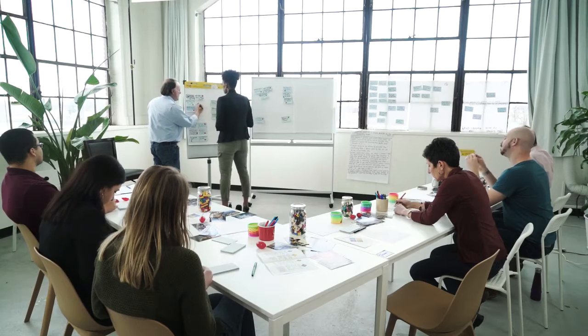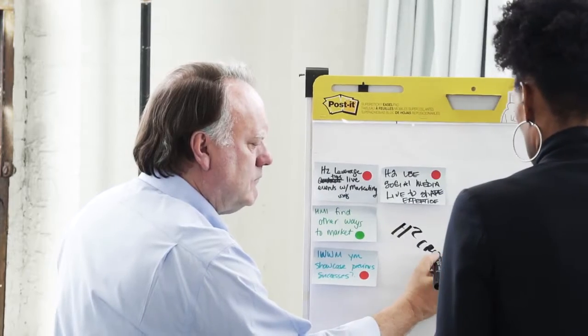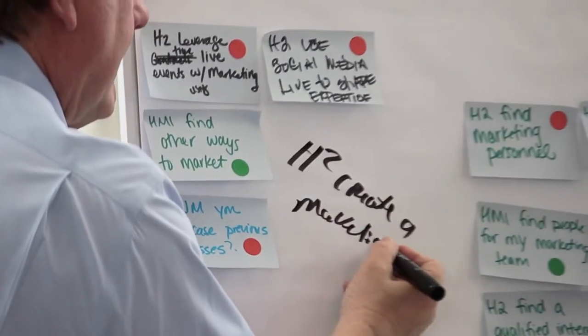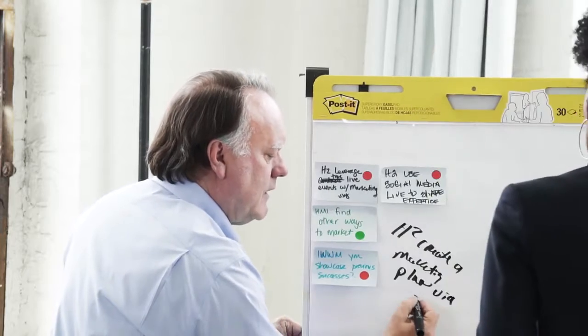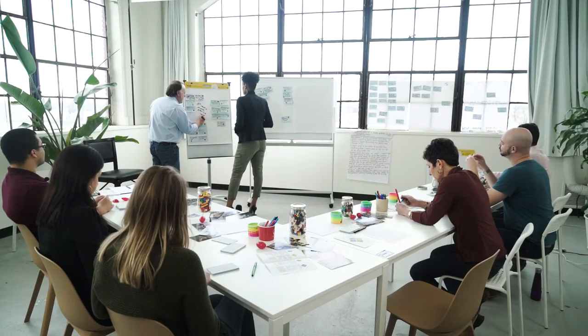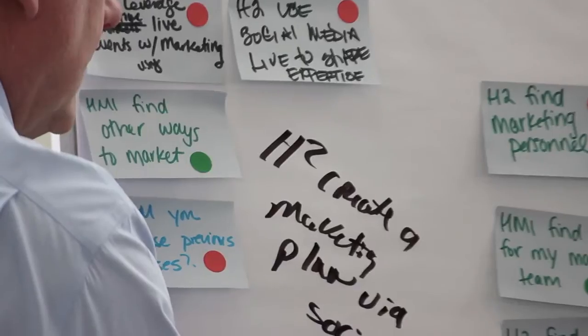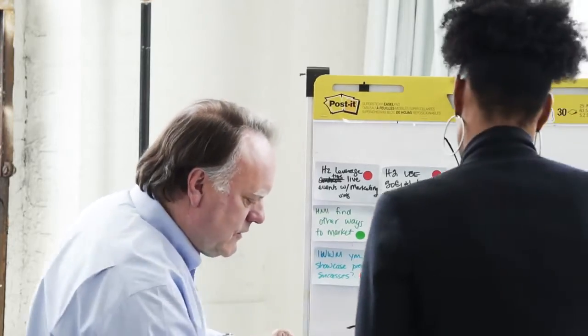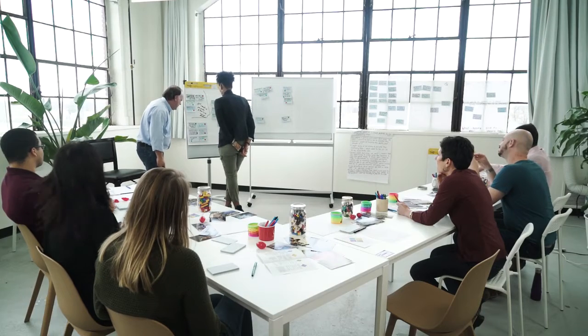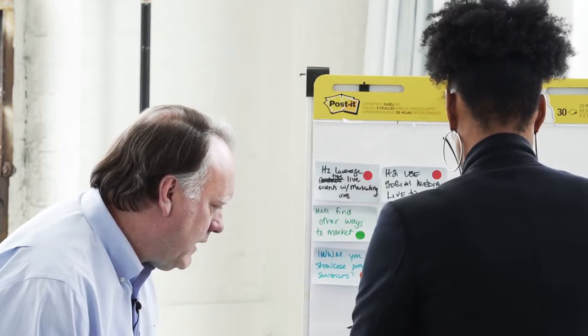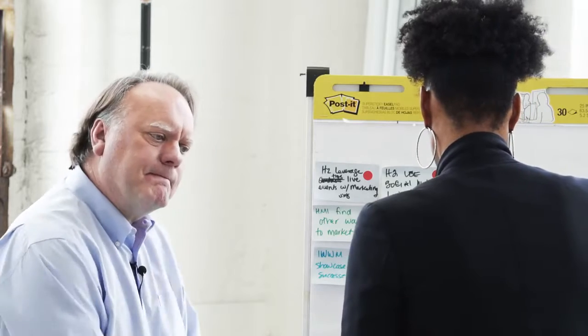How to create a marketing plan via social media. Via social media, great, excellent. Great, okay, good. What does this cluster represent to you? How to know your message, how might I get in front of people, how to spread the word, how to market at keynotes, how might I improve my brand presence, and how to get testimonials.